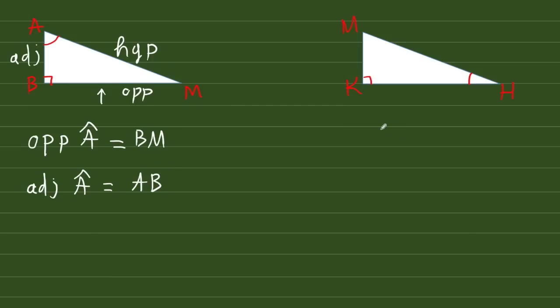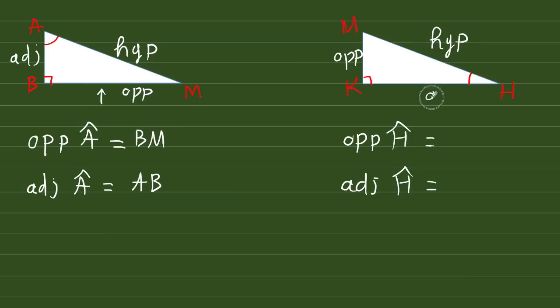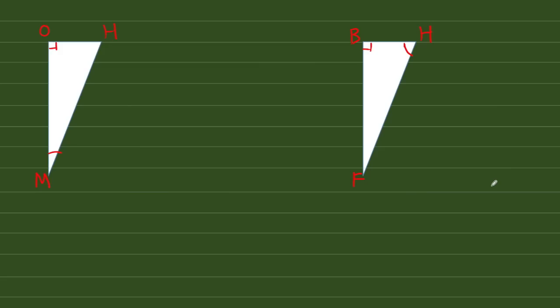Okay. Another question: you have the triangle MKH and the chosen angle is H. So what are the opposite of H and the adjacent of H? The opposite of H is this one, MK. This is opposite, this is the hypotenuse, and this is of course the last one, the adjacent. So opposite is MK and the adjacent is KH. Okay, that's it.